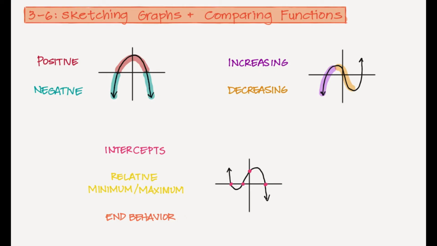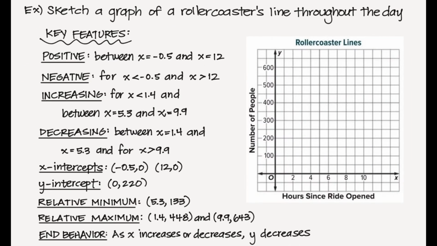If we're talking about the relative minimum and maximum, that would be those yellow points there. And then when we're talking about the end behavior, we're talking about what happens at the end of our graph, okay? So here is an example.